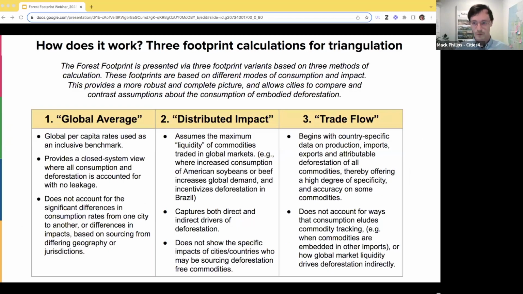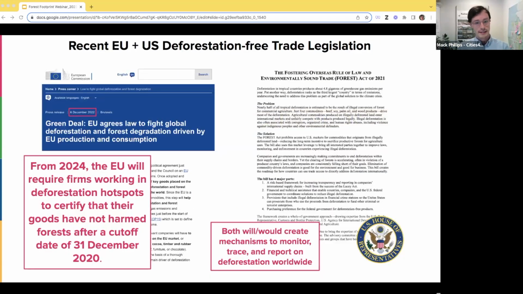Normally in this quick webinar, I wouldn't get into too much detail on each of these footprints. The global average is fairly intuitive to understand, but the other two are a little more difficult to understand. Not that I want to skip over those. Please, if you have any questions about these, do let us know. But what I will mention is that these last two footprints are especially relevant in terms of the recent EU and US deforestation-free trade legislation, namely the EU deforestation regulation, EUDR, that is coming into force very soon now.